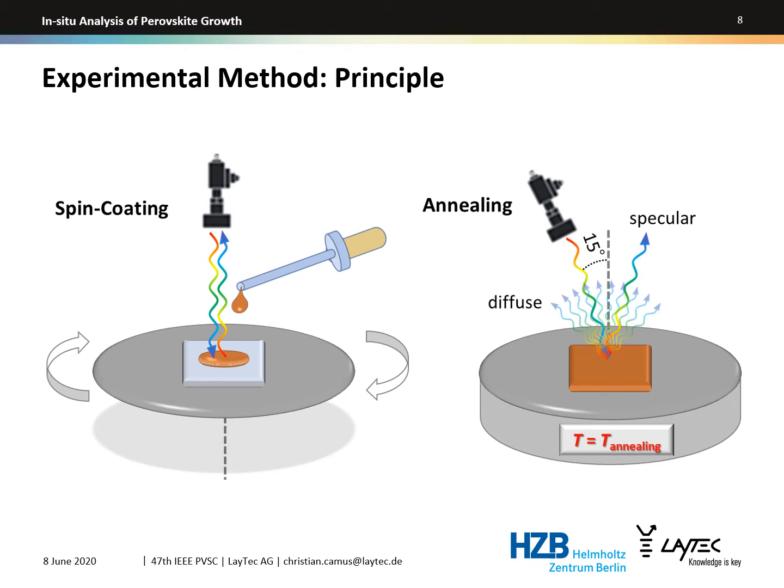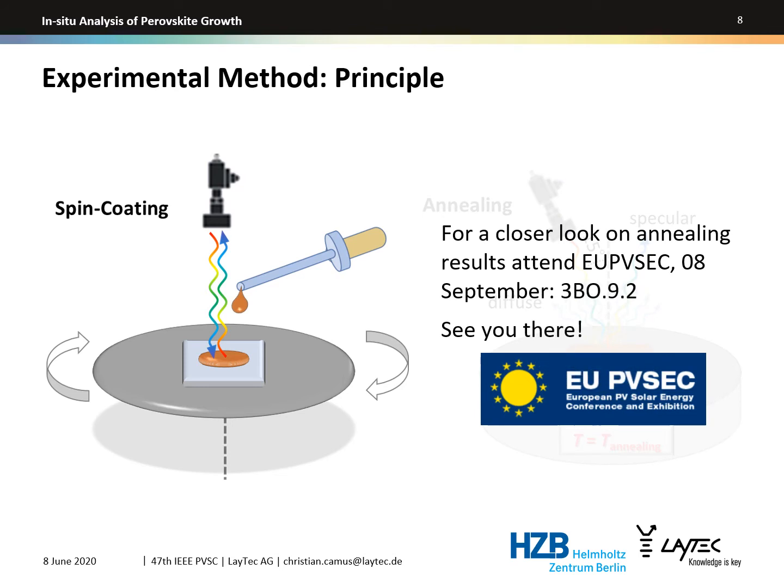So now let's come to the actual experiment. This is the sketch of our setup for spin coating and annealing. On the left-hand side, there's a spin coating setup. We had a perpendicularly mounted head on top of the spinning setup. During drop casting, we were using white light reflectance, and all the analysis relied on the specular reflex, whereas for annealing, we had a slightly off-axis angle for the measurement head, and so we only collected the diffuse light and avoided the specular reflex. But again, this will be covered at PVSC in greater detail.